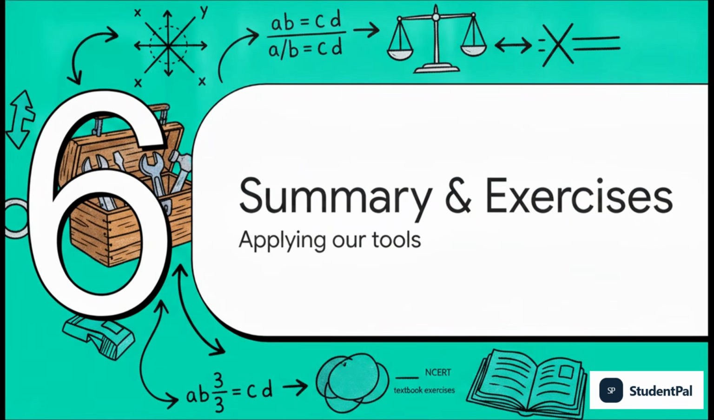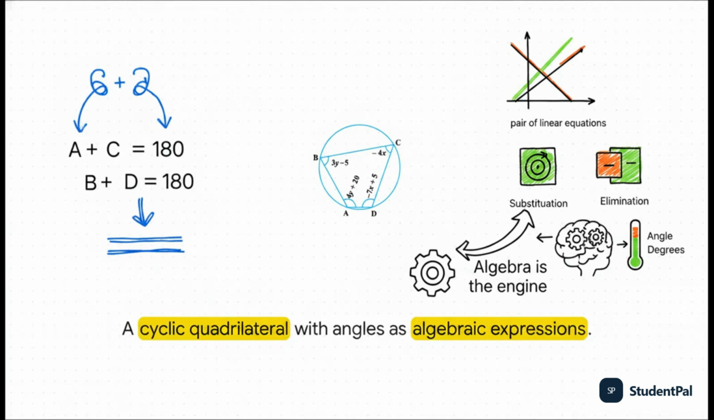All right, let's bring it all together in Section 6, Chapter Summary and Exercises. We've built up a fantastic toolbox today, so let's actually crack a classic textbook exercise together. Imagine a cyclic quadrilateral where the angles aren't numbers but algebraic expressions. To solve this, you just need to combine your Class 9 geometry with your Class 10 algebra. Do you remember the geometric rule?